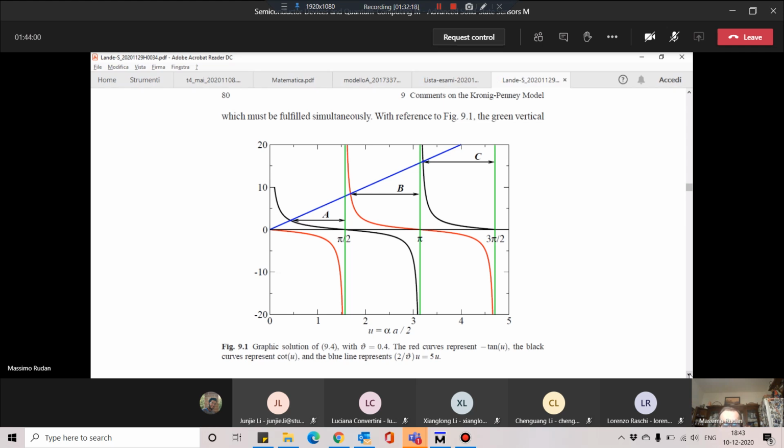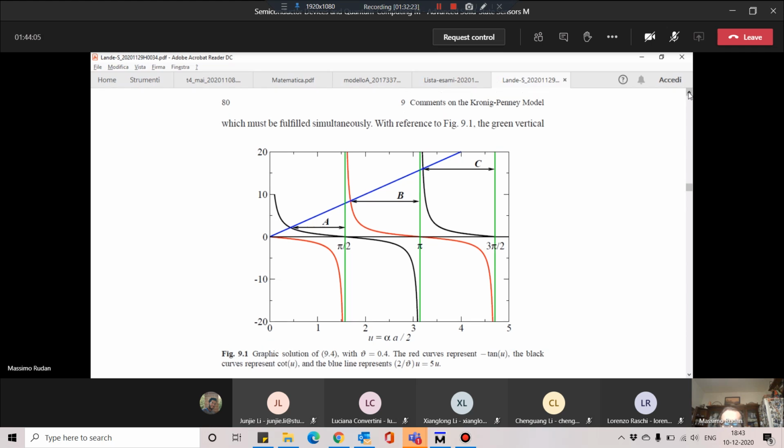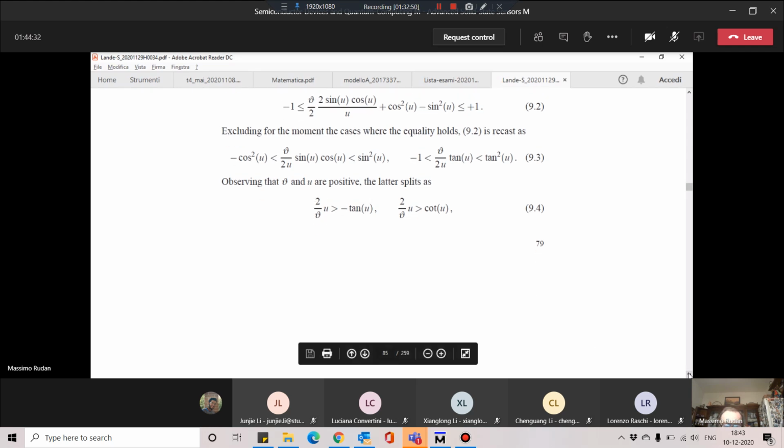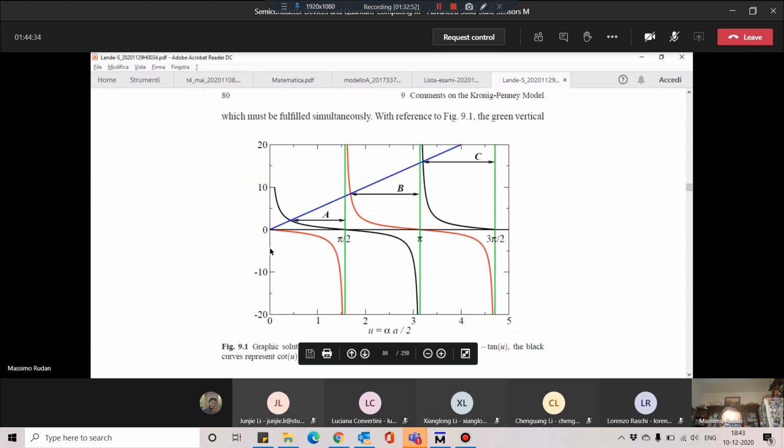So the blue line is two over theta times U. You remember, U is proportional to alpha and alpha starts from 0. So this is a function of U that is simply linear. It is a straight line with an angular coefficient that is 2 over theta. So this straight line is the blue line. Okay?